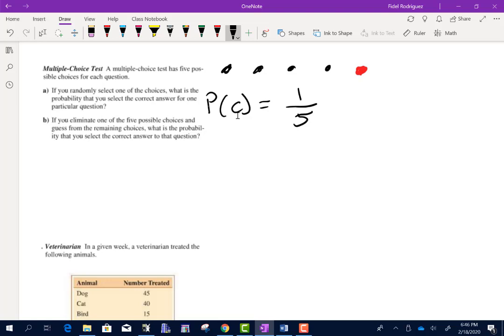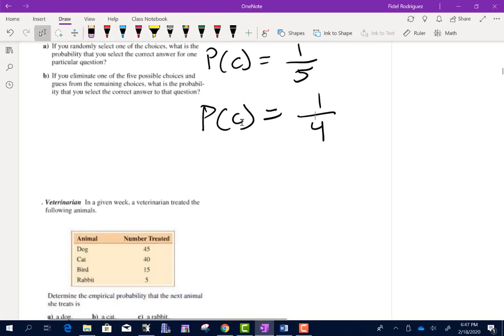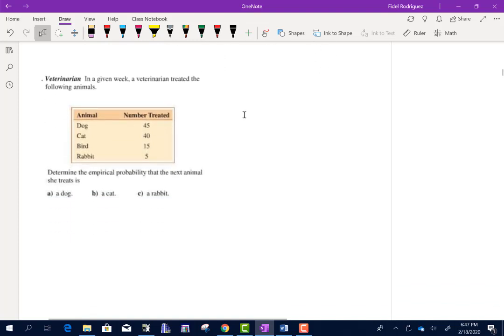Okay. Now it says if you eliminate one of the 5 possible choices and guess from the remaining choices, what's the probability that we're going to get the correct answer for part B? So it says we're going to eliminate one of them. That means we're getting rid of one. So now we only have 4 choices, one of which is correct. Okay. All right. I hope this is making sense, guys, as I'm going through it. I'm trying to be as clear as I can.